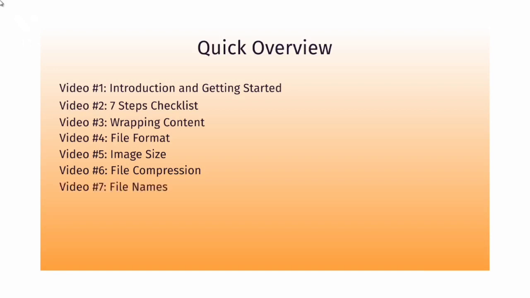Video number 7, we'll talk about file names and why that's important. Video number 8, we'll talk about alt tags, which appear in the source code of your website and also tell Google what your image is all about. There are a lot of different variables here, and a lot of times most people focus simply on video 8, which is the alt tag. And as you can see, it's much more than that.